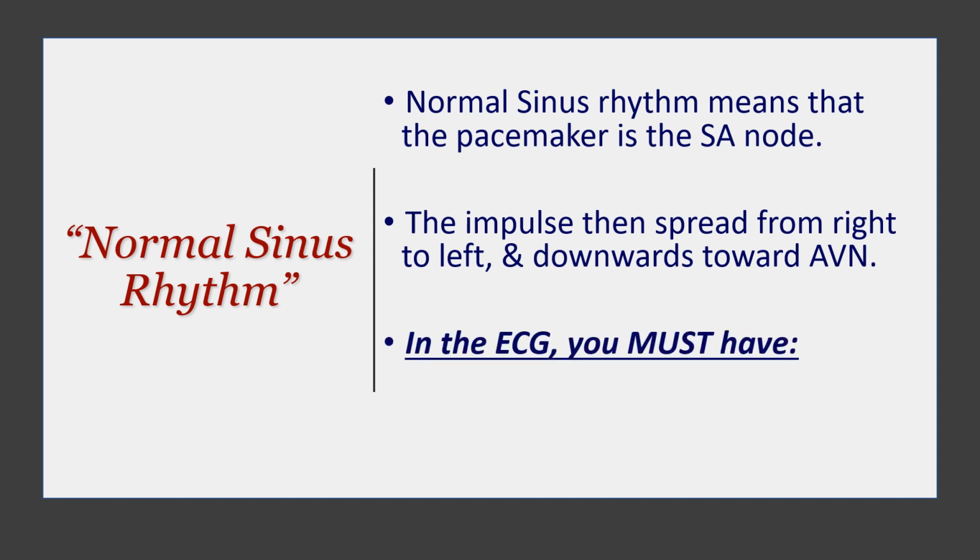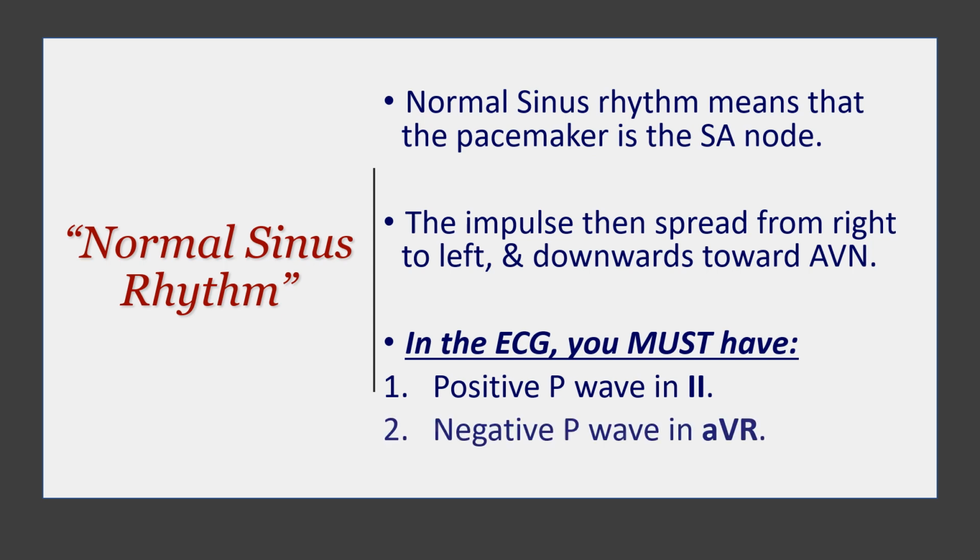And in the ECG, to fulfill the definition of normal sinus rhythm, you must have positive P waves in lead 2 and negative P waves in lead AVR. If you have the two, we will call it normal sinus rhythm. If you do not have the two, or if you do not have one of them, that means that this is probably not a sinus rhythm. The SA node is not the pacemaker of the heart.